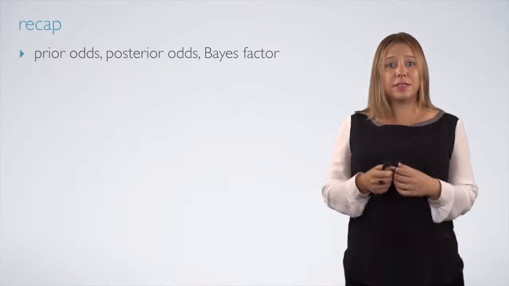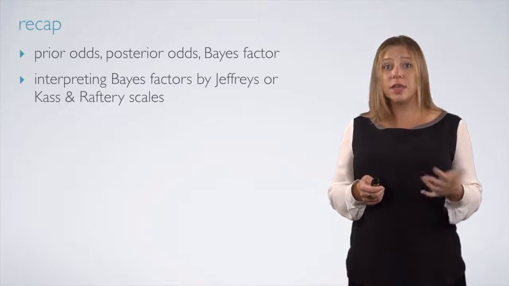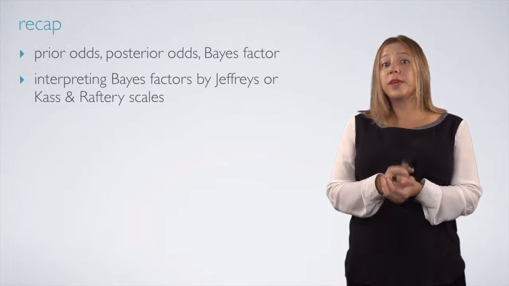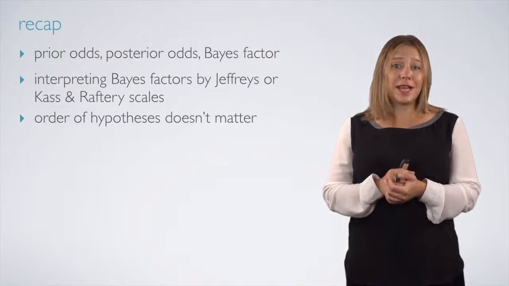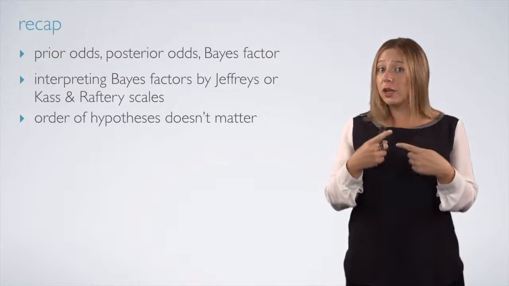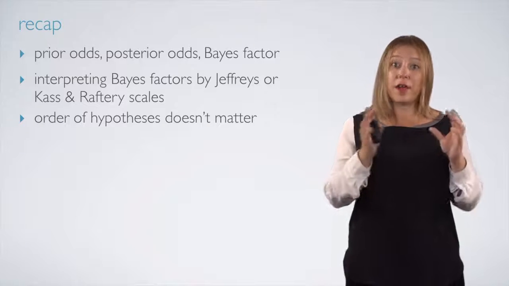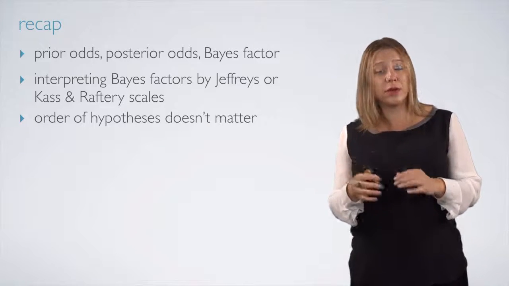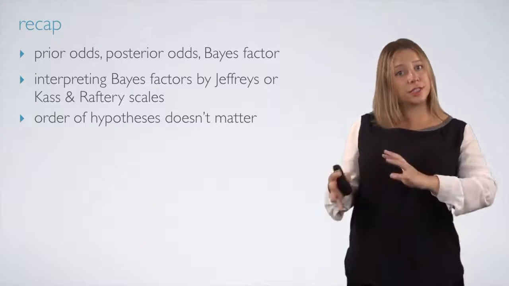To recap, in this video, we defined prior odds, posterior odds, and Bayes factors. We learned about scales by which we can interpret these values for model selection. We also re-emphasize that in Bayesian testing, the order in which we evaluate the models or hypotheses does not matter, since the Bayes factor of hypothesis 2 versus hypothesis 1 is simply the reciprocal of the Bayes factor for hypothesis 1 versus hypothesis 2.